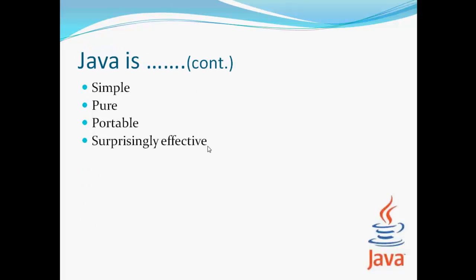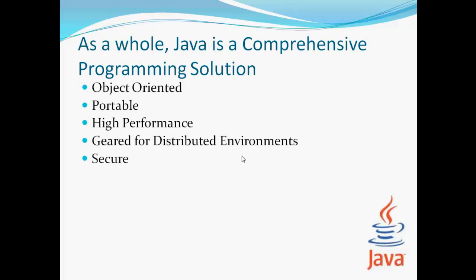In other words, we say Java is a simple, pure, portable, and surprisingly effective language. As a whole, Java is a comprehensive programming solution: object-oriented, portable, high-performance, geared for distributed environments, and secure.